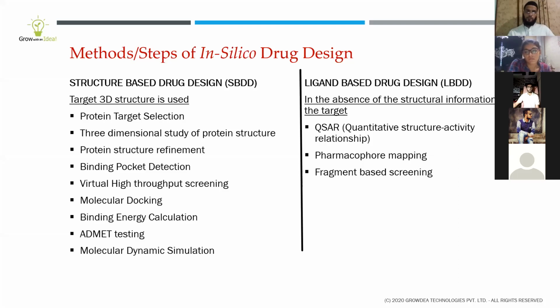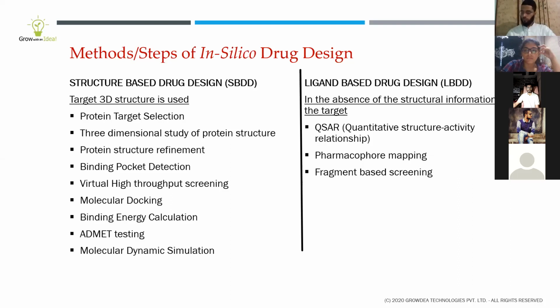But in many cases, we are not very sure about the target. We are not sure which protein it is actually targeting, or sometimes we are sure that it is targeting a particular protein, but unfortunately we do not have the structure. So where do we get the structure from? We get it by solving it with XRD, which is X-ray crystallography, or by NMR. But NMR and X-ray crystallography are not very easy. They are very sophisticated methods, and in many cases we don't get the structure of the desired protein.